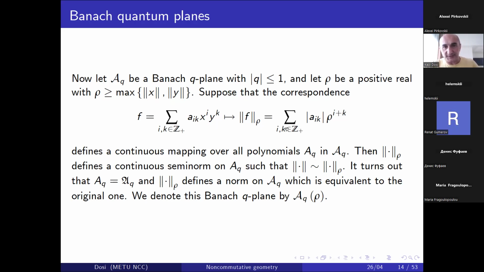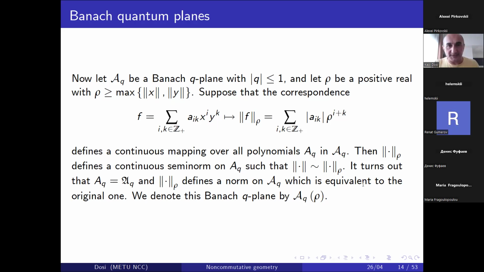So continuous mapping means that this will be a new norm, which is equivalent to the original one, right? And certainly if this is a map, it means my algebra is almost free. So A_Q will actually be a free Q-plane, right? And this is going to be a new norm, which is equivalent to the original one. So for this algebra, we'll use a special notation, A_Q rho.